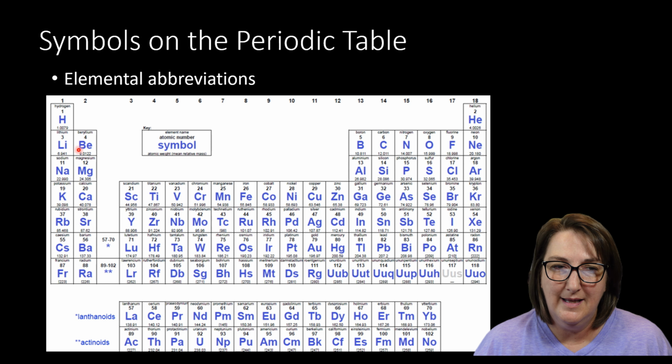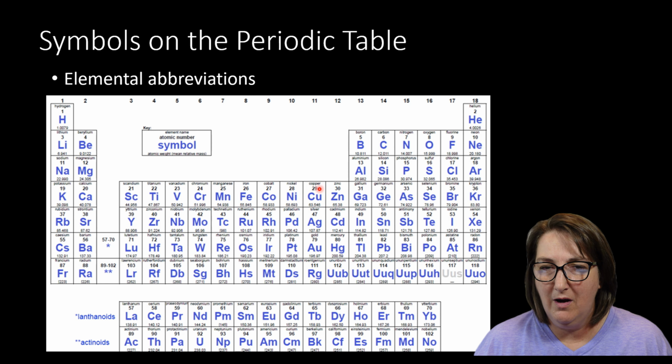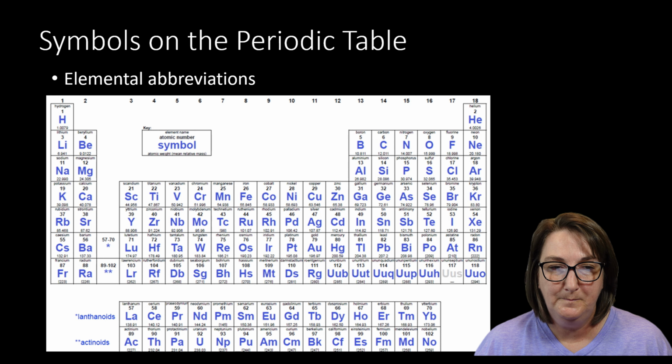You also notice that the first letter in all of these symbols is capitalized. The second one is always lowercase. And we're going to talk about this more when we start looking at certain formulas. This is very important. For example, here I have copper, it's C lowercase u. If I had capital C and capital U, I would have carbon and uranium, and that would not be a good mix. So it's very important to make sure you're writing your symbols correctly.